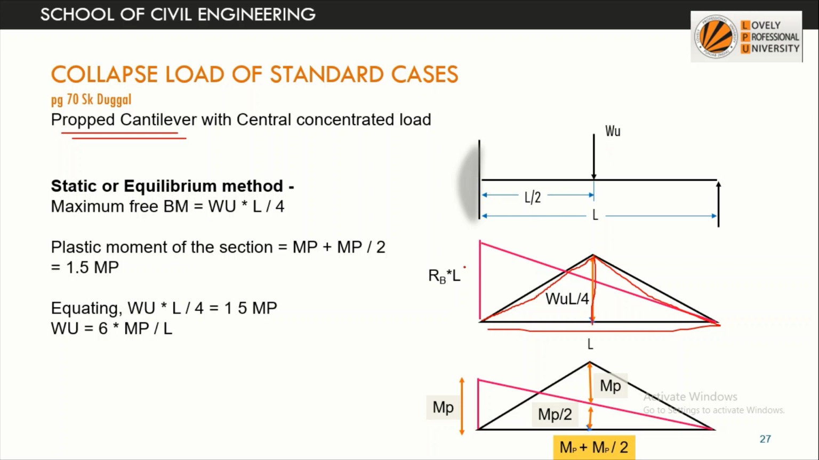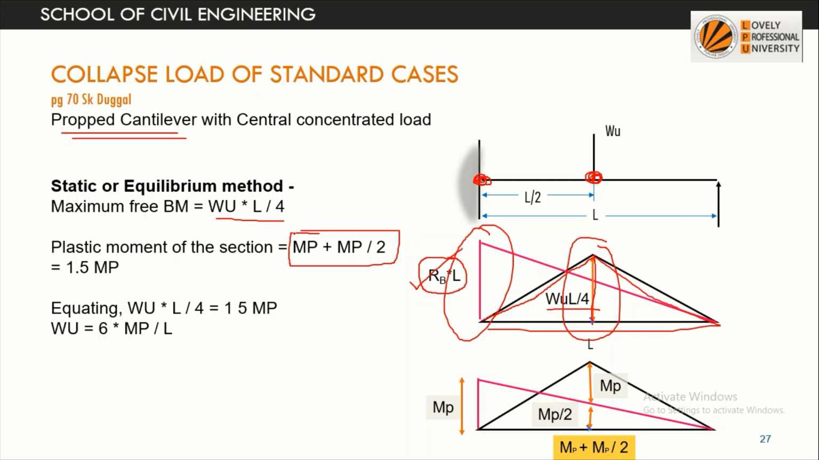And then we draw the bending moment for the fixed end moment, or the redundant moment as we say. So it will be RB into L. There are two peaks, one peak here and the other peak here. Two possible mechanisms are there. The first one is at the fixed end and the other one is at the point where the maximum bending moment is. So now we have to equate the maximum free bending moment with the plastic moment. The free bending moment is WU L by 4, so WU into L by 4 is to be equated with the plastic moment at the section. Let us see what the plastic moment at this section is.